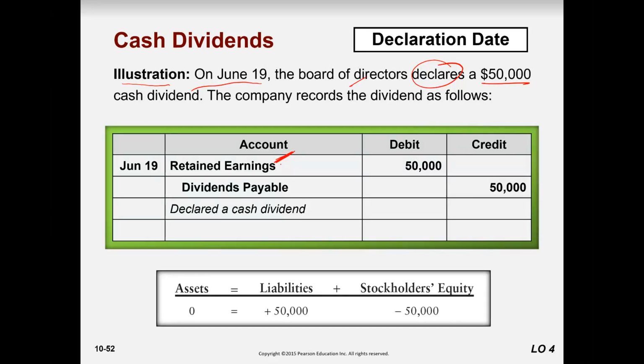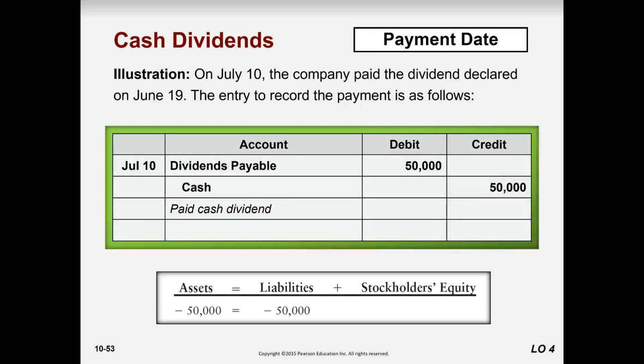So retained earnings decrease, equity decreases, debit. Liability increases, credit. So the entry is retained earnings to dividend payable. When you pay the dividend, liability decreases, debit, cash decreases, credit. Dividend payable to cash. Alright? Guys, you understand? Yes. Okay, good.